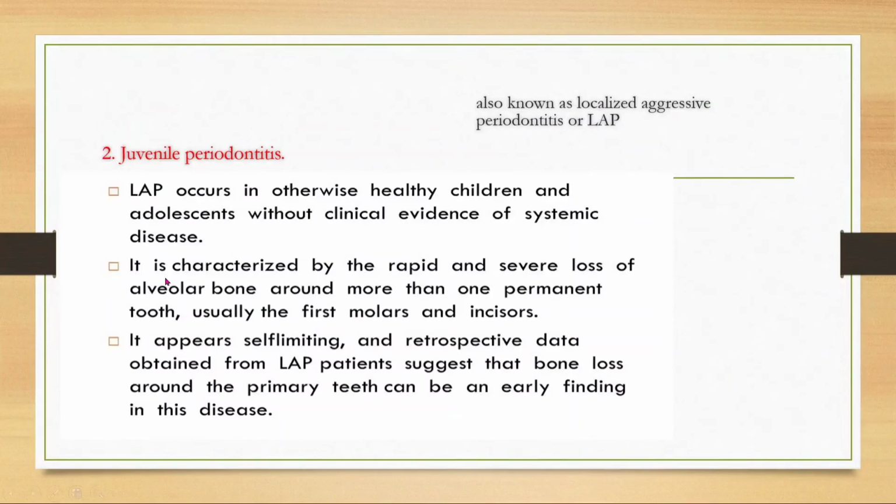So what is juvenile periodontitis, otherwise known as localized aggressive periodontitis or LAP? Very commonly asked question. It occurs in otherwise healthy children and adolescents without clinical evidence of any systemic disease. It is characterized by rapid and severe loss of alveolar bone around more than one permanent tooth, especially the first molars and incisors. This also is a self-limiting disease, and retrospective data obtained from LAP patients suggests that the bone loss around the primary teeth can be an early finding of this particular disease.